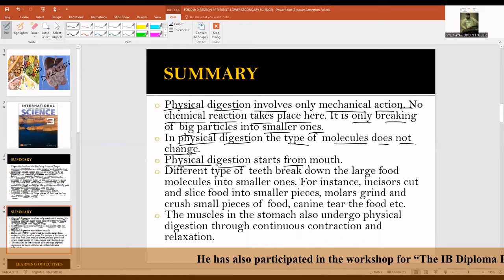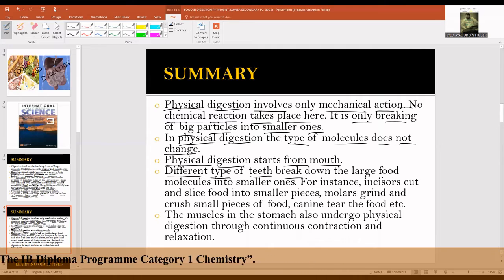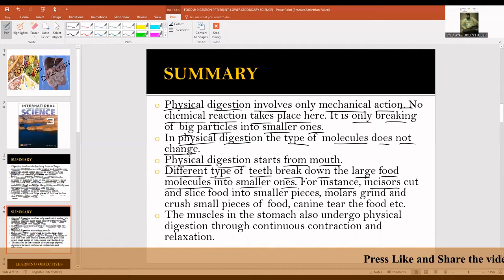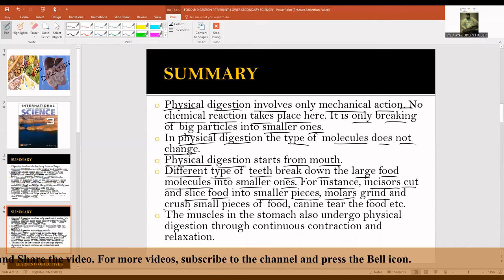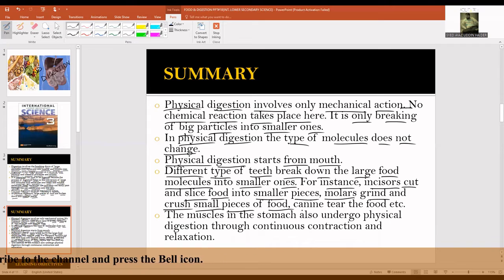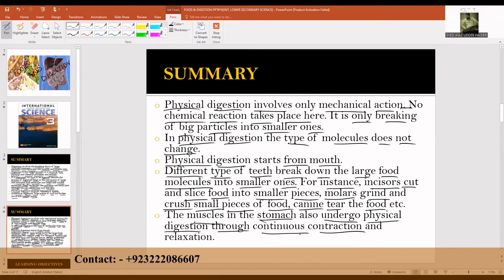Physical digestion starts from the mouth. Different types of teeth break down the large food molecules into smaller ones. For instance, incisors cut and slice food into smaller pieces. Molars grind and crush small pieces of food. Canines tear the food, etc. The muscles in the stomach also undergo physical digestion through continuous contraction and relaxation.